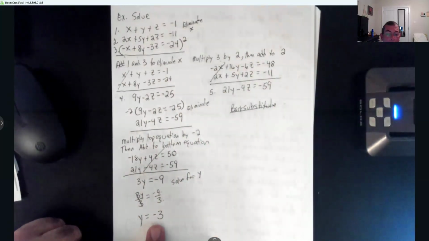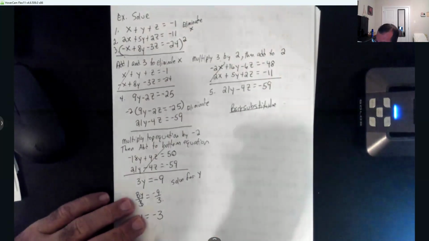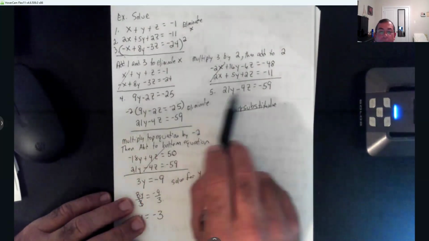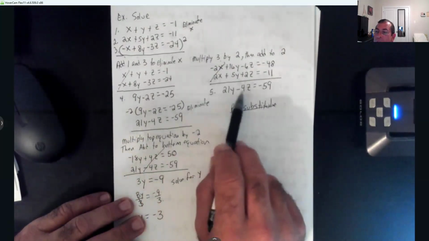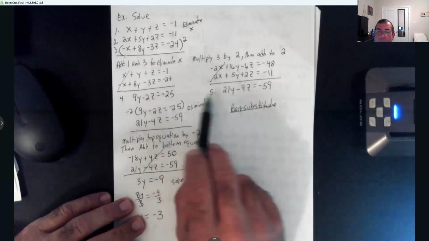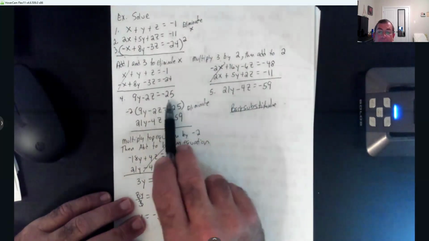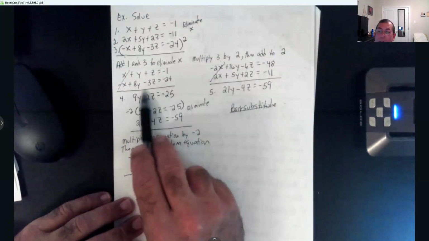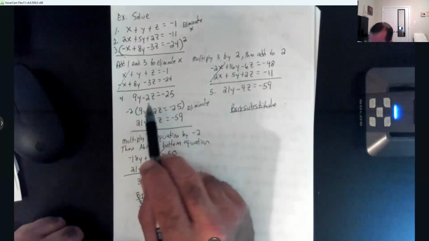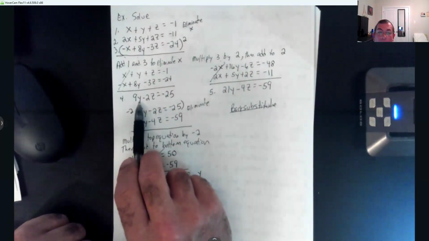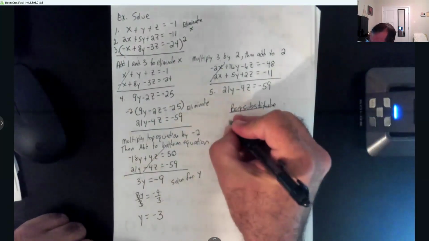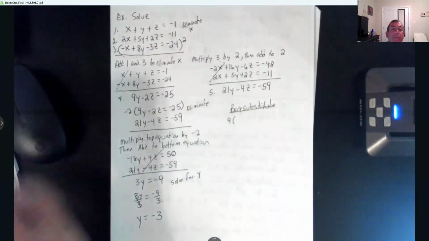Since I know the y is -3, I can plug it into either one of these 2 equations and solve for the z. So I'm going to use number 4. It's a lot easier looking. So I'm going to put that -3 in for this y. So that's going to give me 9 times.